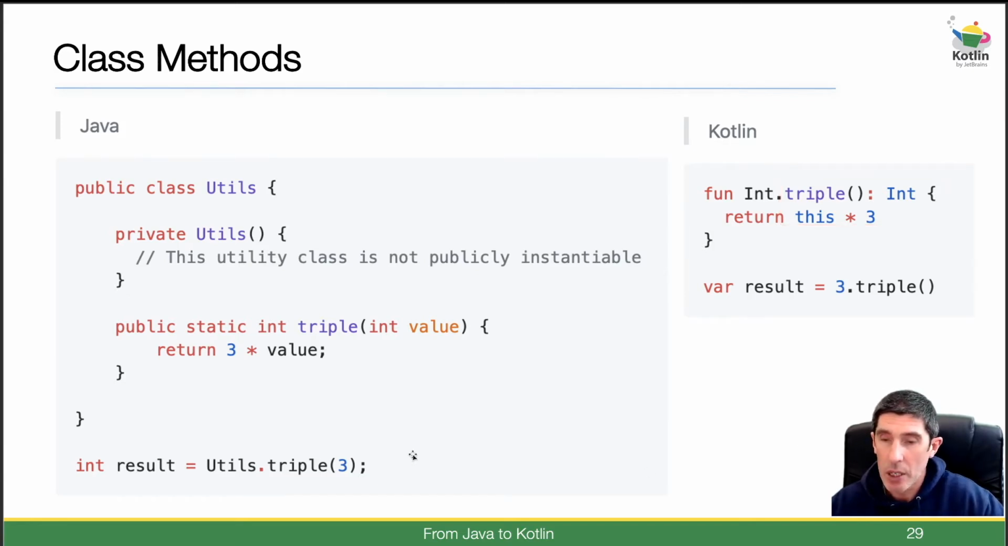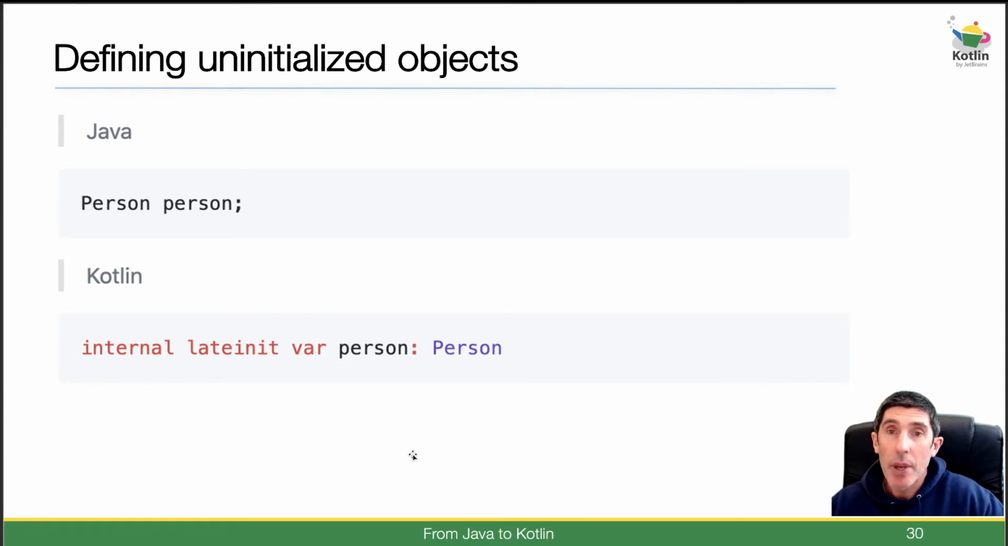Okay, so I was just dealing with class methods. In terms of defining uninitialized objects in Java, we would say the class Person is of type Person, so we haven't assigned it yet. We haven't even given it a null value. You can't really do something like that in Kotlin directly. What you have to do is use the lateinit modifier. So basically you're saying that at some point, as a developer, you're guaranteeing that this Person object will get initialized.